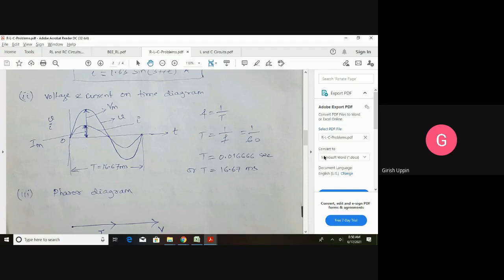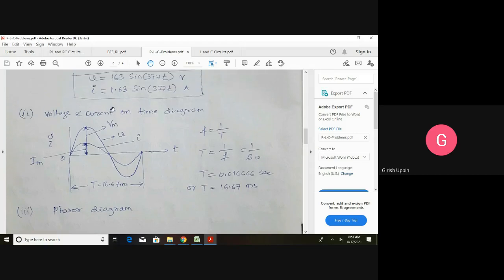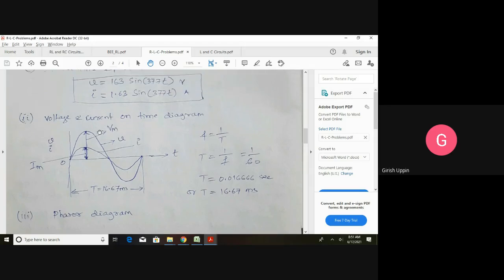Okay. So I have the time period, that is 16.67 millisecond. So what is time period? Time taken to complete one cycle. So this time period is 16.67 millisecond. Then this is the voltage which starts from 0, and the peak value is 163, right? If you want to mark that, you can mark 163. Then it completes one cycle.